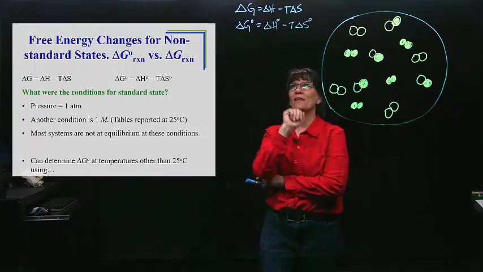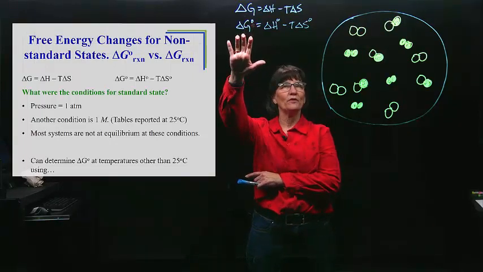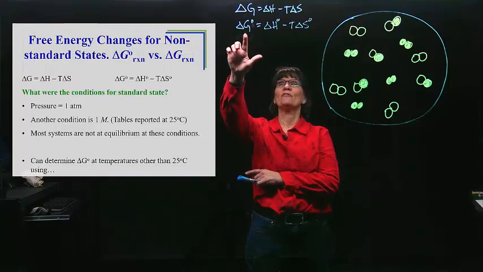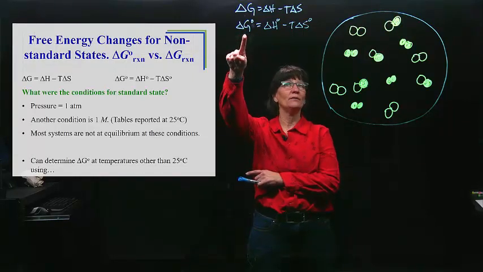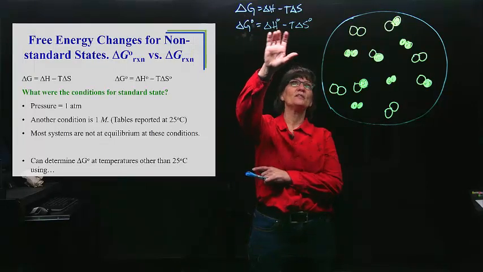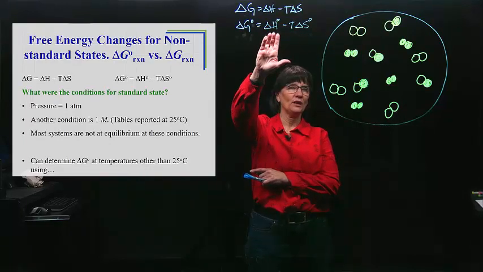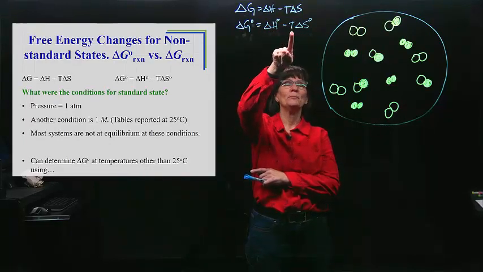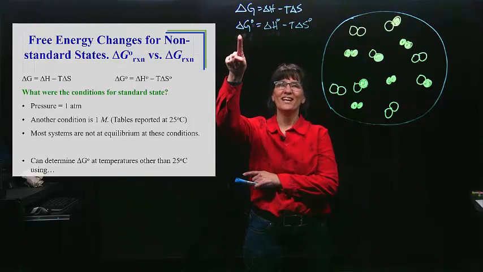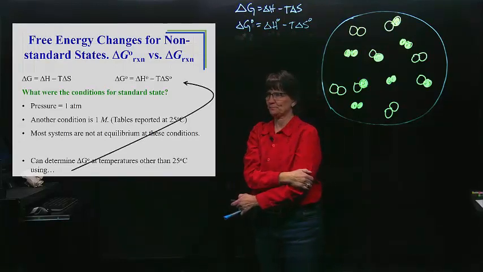And consequently, I said that the delta G standard values in tables are at 25, but if you needed a value for delta G that's not at 25, you use this. You come up with standard delta H's from the table, standard delta S's from the tables. These things don't change significantly with temperature. You put in your new temperature and you get a new delta G. This does change significantly with temperature.